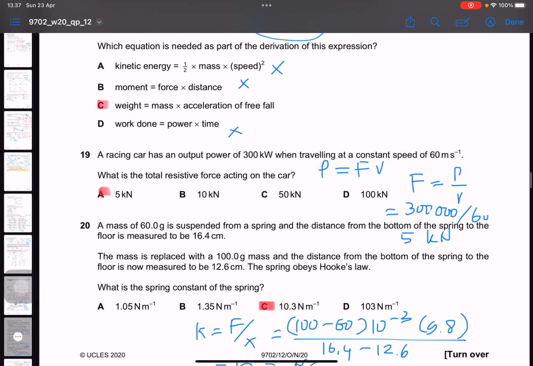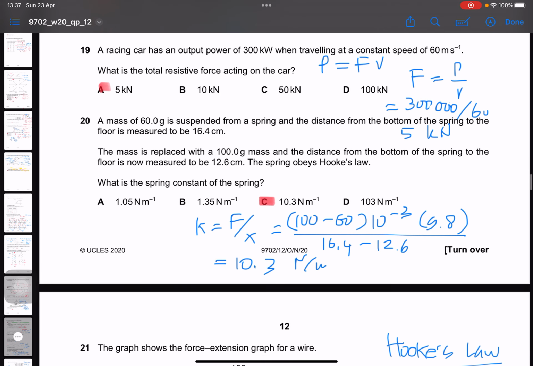19. A racing car has output power of 300 kilowatt when traveling at a constant speed of 60 meters per second. What is the total resistive force acting on the car? When the velocity is constant, the driving force equals the power divided by velocity. We just divide 300 kilowatt by 60 meters per second. We get 5,000 newton, or 5 kilonewton.